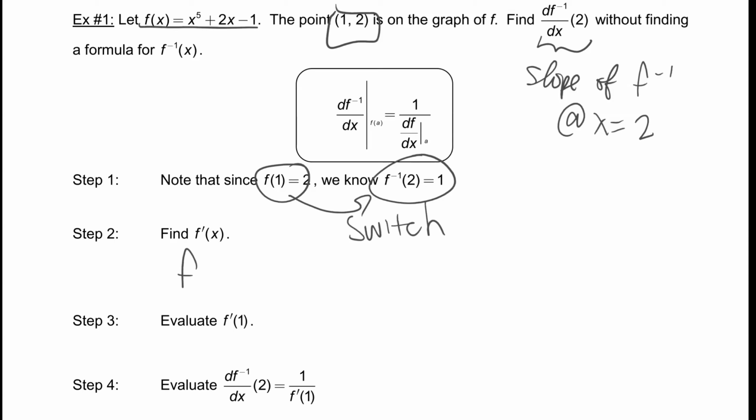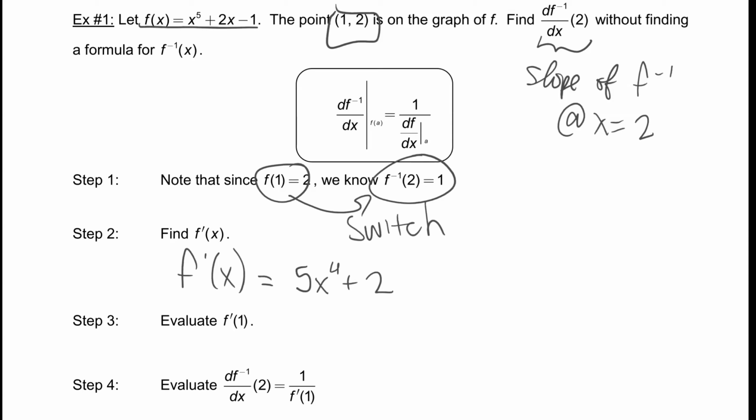Hopefully this will be a nice little warm-up. So f prime of x equals 5x to the 4th plus 2.